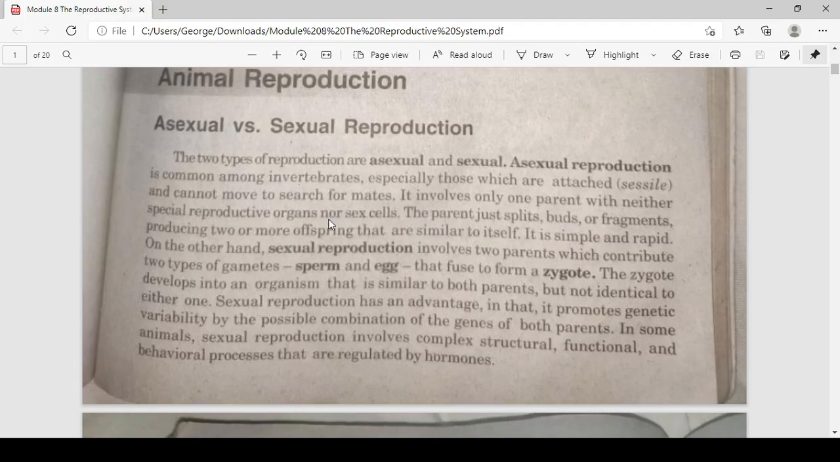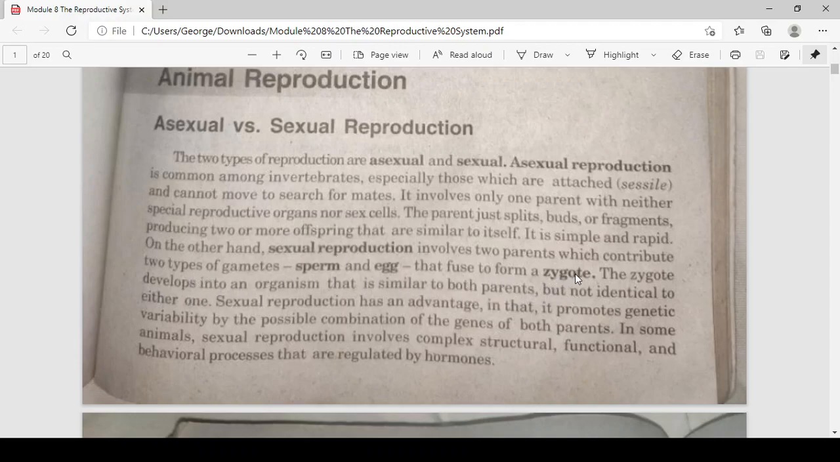Next, we have your sexual reproduction naman, kids. It has two parents. Again, it has two parents. It involves the sperm and the egg, and it is fused to form a zygote. A zygote, kids, ano na siya? It develops into an organism that is similar to both parents but not identical to either one.